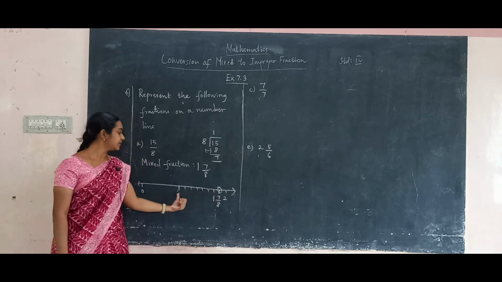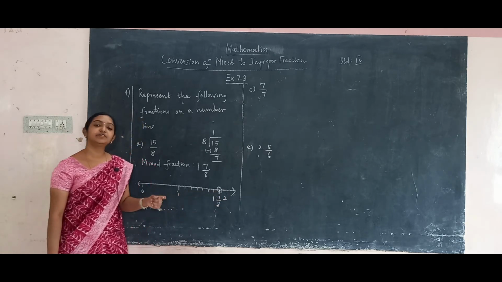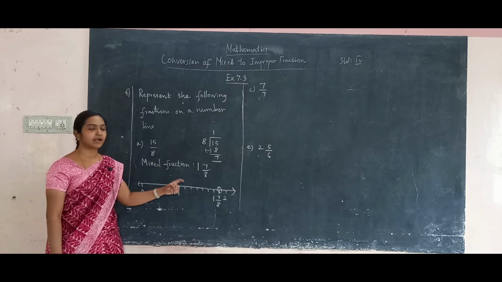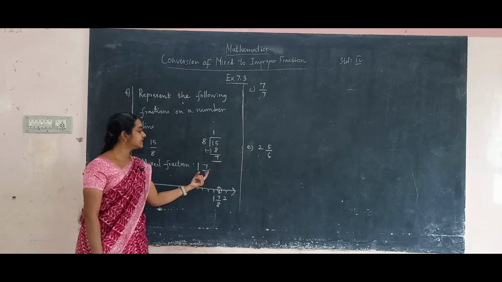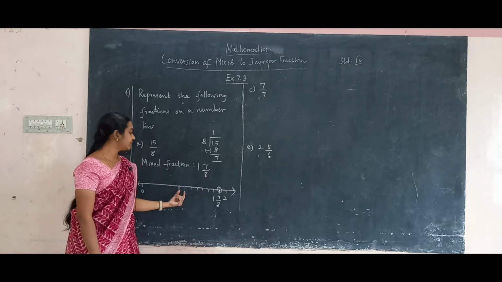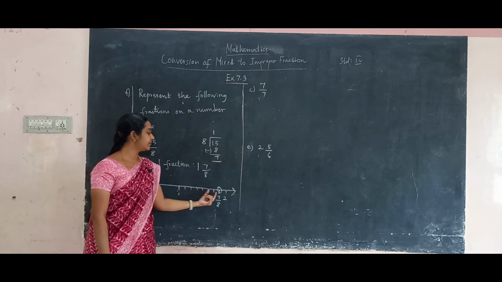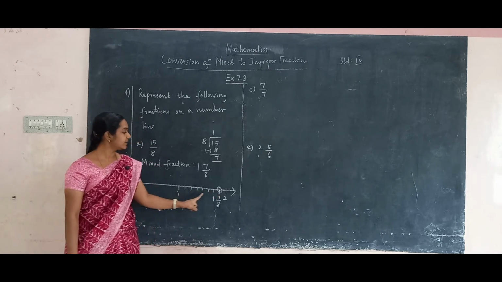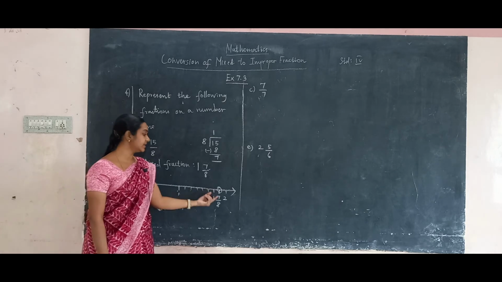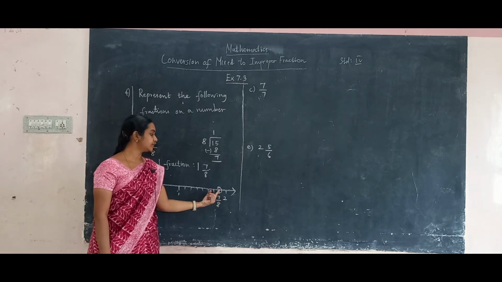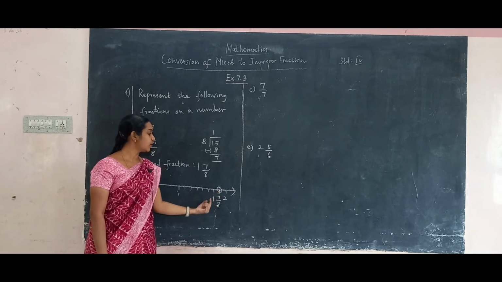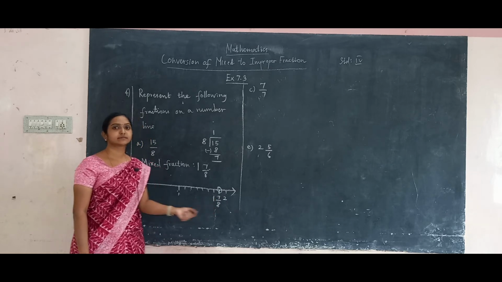So in between 1 and 2 we have to divide them into 8 equal parts, because 8 is in the denominator. Now in the 8 equal parts we have to consider the 7th part. This is the 7th part. So this is nothing but 1 and 7/8.